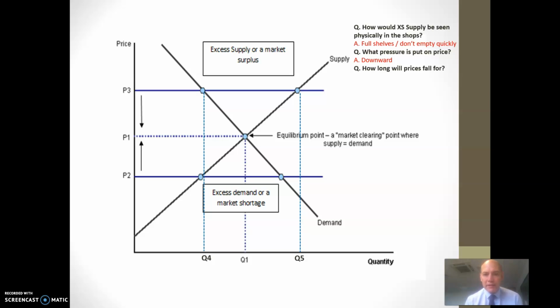And how long will prices fall for? Well, there will be excess supply all the way through until P1, the market clearing point, where demand is equal to supply, our equilibrium.